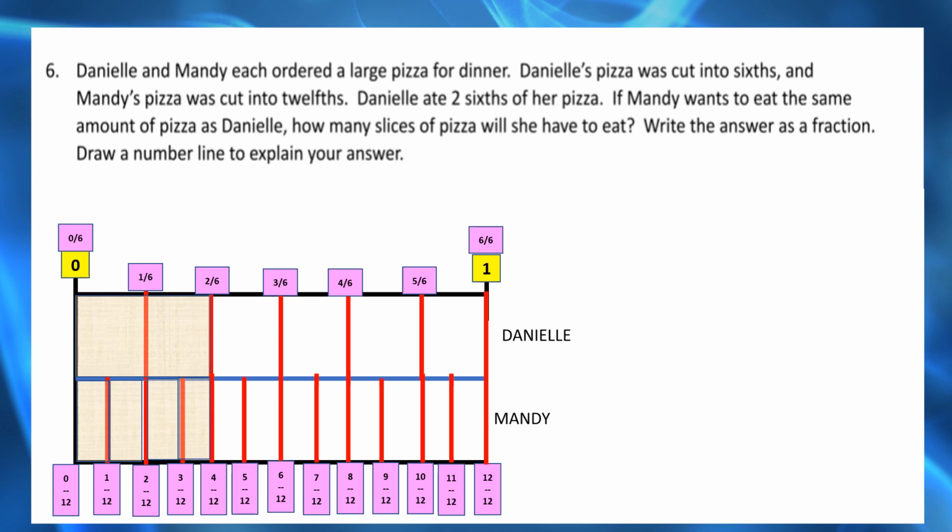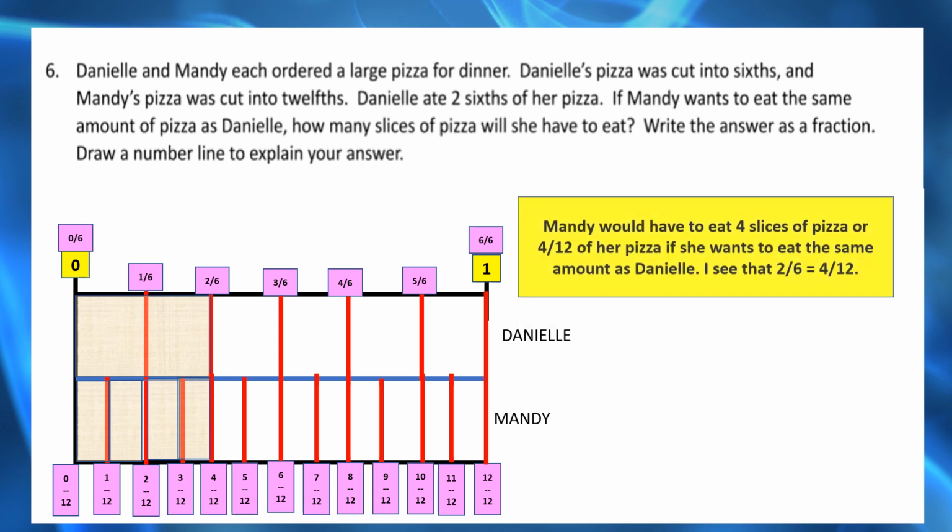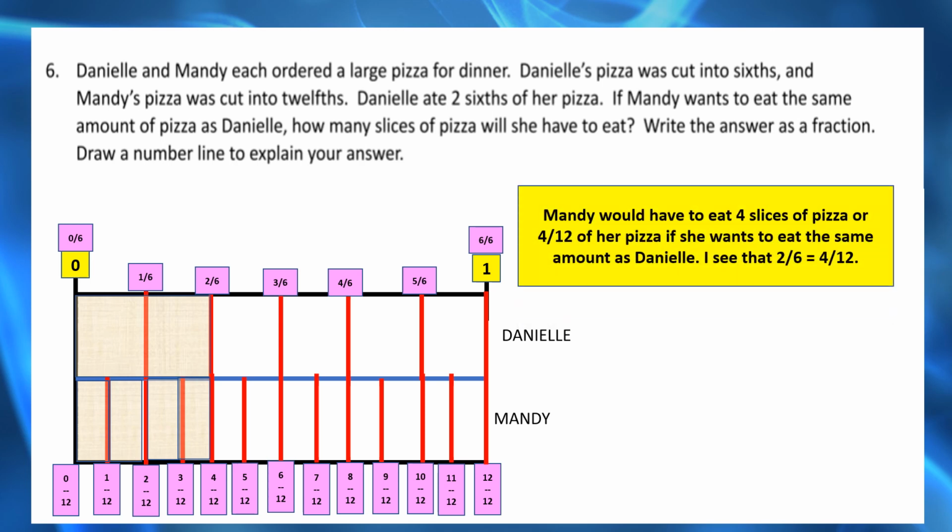Now, the instructions say to write the answer as a fraction and draw a number line to explain your answer. We completed a number line to explain our answer, and let's go ahead and write it in words. Mandy would have to eat 4 slices of pizza or 4/12 of her pizza if she wants to eat the same amount as Danielle. I see that 2/6 is equal to 4/12.